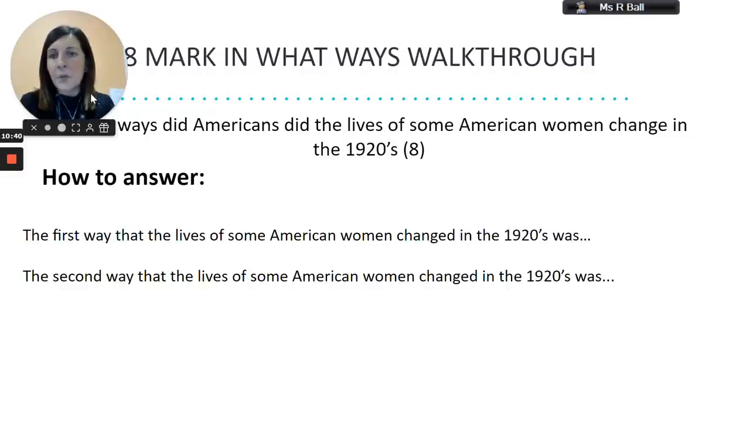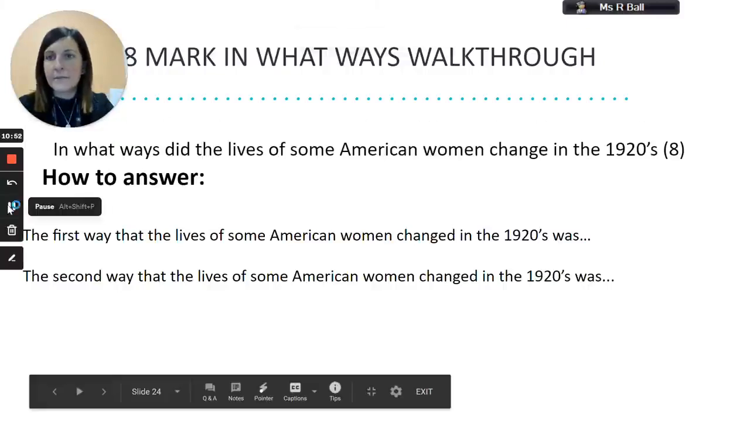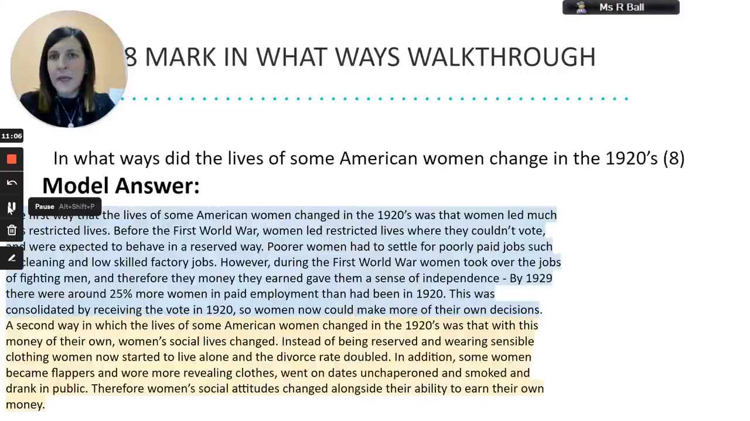So the first way that the lives of some American women changed in the 1920s was. The second way that the lives of some American women changed in the 1920s was. The difference between this question and the describe question, which you might think looks similar here, is the amount of detail that's required. It is an 8-mark question, so you will need quite a bit of historical depth to your answer. You can see from the model answer that I present here that the paragraphs are quite a bit bigger. There's a lot more information required.